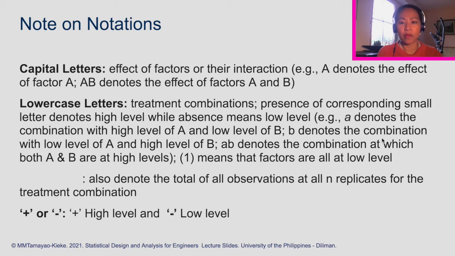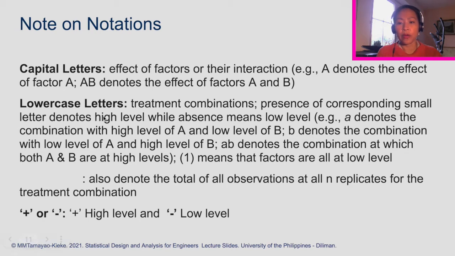b denotes the combination with low level of A and high level of B. ab denotes the combination at which both A and B are at high levels. And parenthesis 1 means that factors are all at low level. So this is the convention.